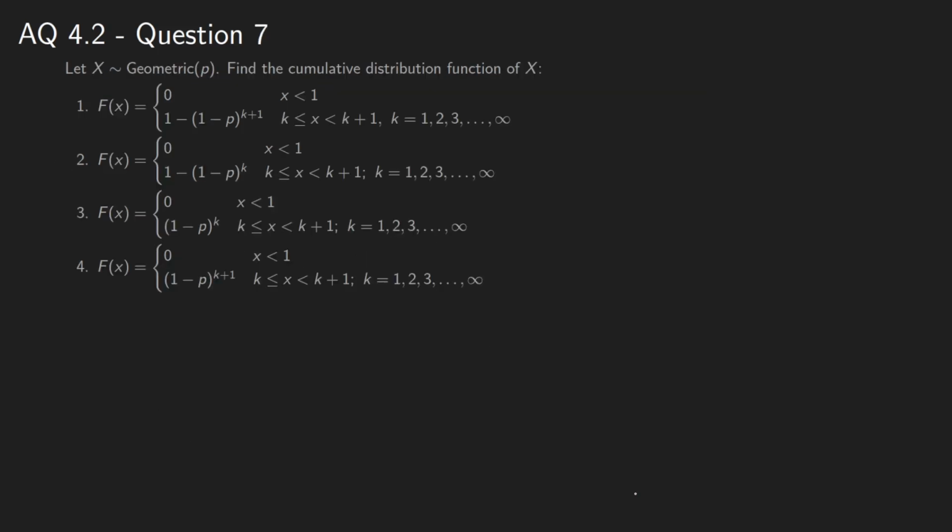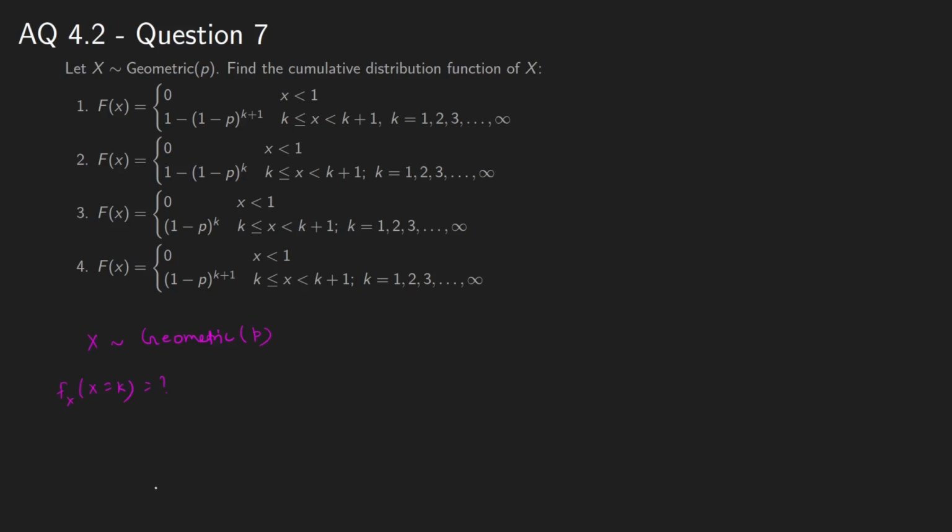In this question, we have been given a random variable x, which follows a geometric distribution with parameter p. We have to find the cumulative distribution function of x, or the CDF of x. So we have been given x, which is geometric with parameter p, and we have to find the CDF of this random variable, suppose at some point small k.